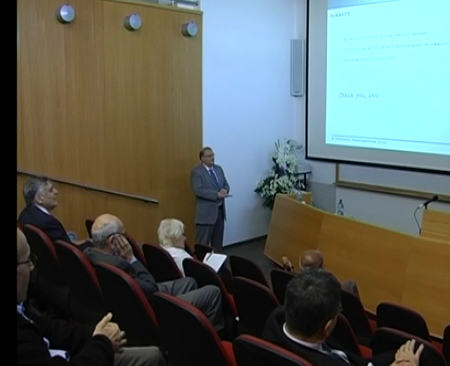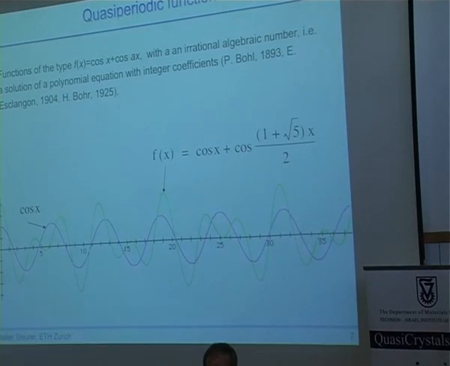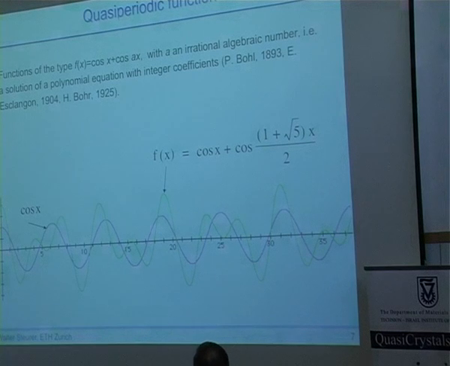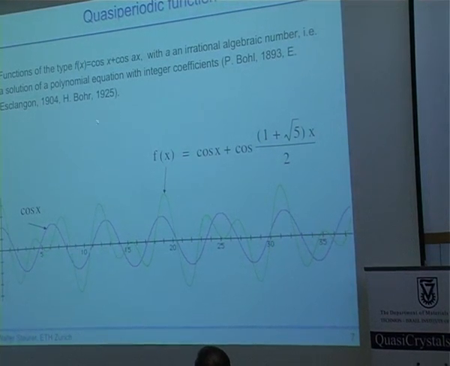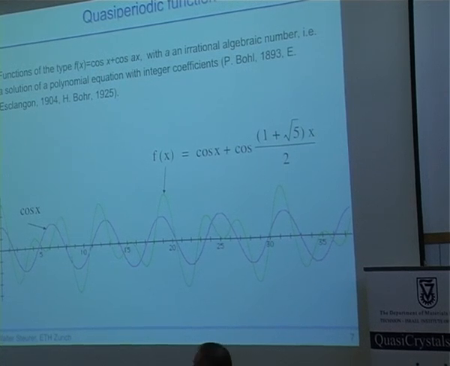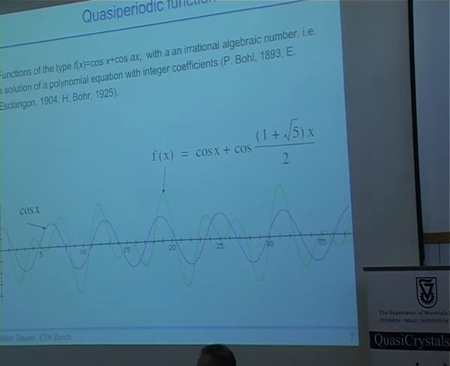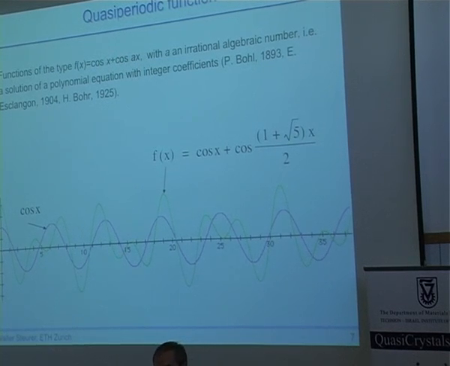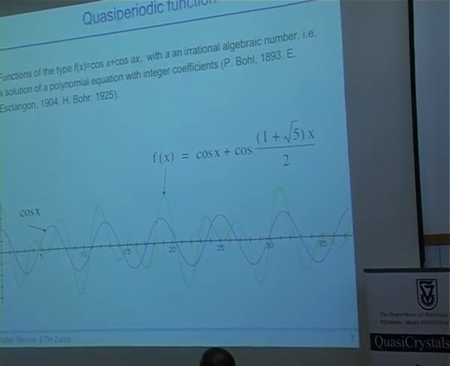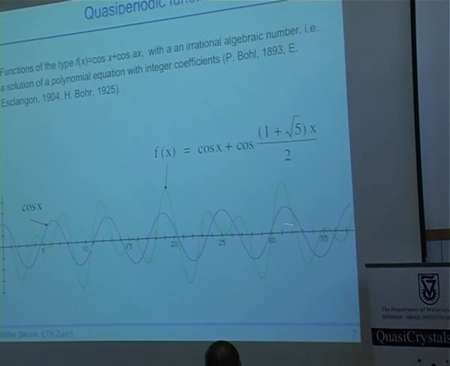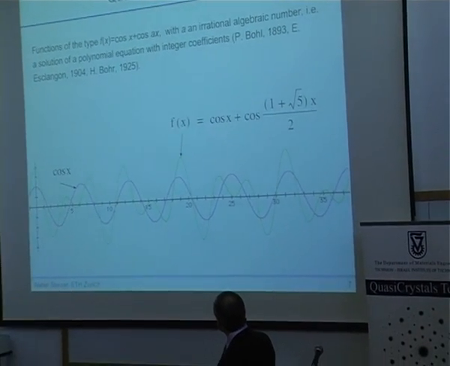Then, beginning of 20th century, we have the discovery of the quasi-periodic functions. And quasi-periodic functions, in a simple way, can be defined like this. For example, you have a cosine and a second cosine wave, and here you have a factor a, which is an algebraic irrational number. And here you have, for example, such a quasi-periodic function in green, and here a cosine function in purple.